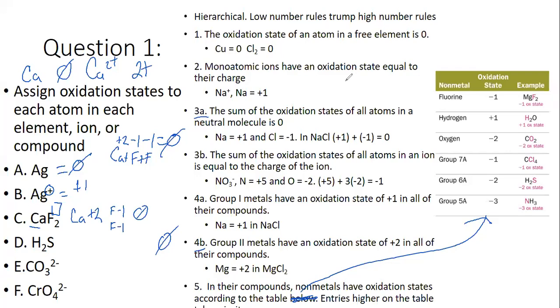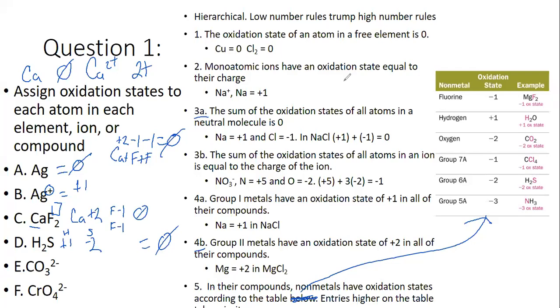All right, D. So D, we'll go by rule 5. Hydrogen is plus 1 from our table. Sulfur is minus 2. So hydrogen is plus 1, sulfur is minus 2. When you add all these up together, that equals 0 again.